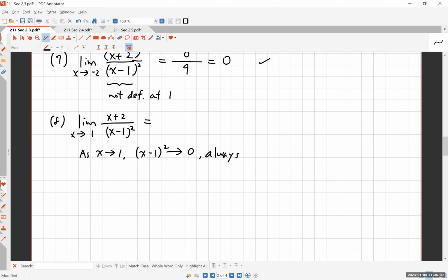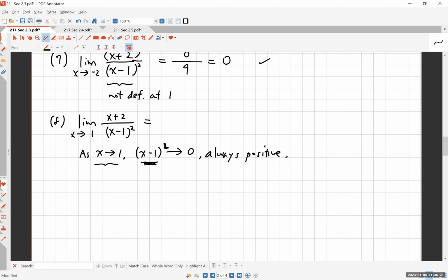Yes, it is getting closer and closer to 0, but remember, we allow x to never reach 1 precisely. So this thing is going to be either positive or negative, depending on which side you approach 1 from. Okay, so this could be positive or negative, but because you are squaring that number, the denominator will always be positive.